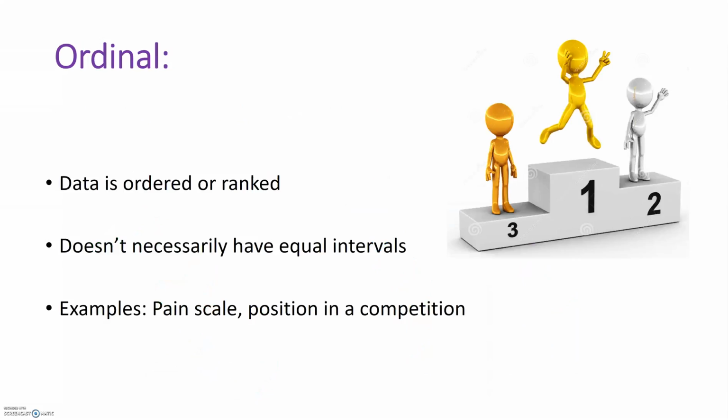The next one is ordinal. So the data is ranked in order. For example, if you are positioned in a competition, you've got first, second and third. It also doesn't have to have equal intervals. So you can put them in order, from height, the tallest at one end, the smallest at the other end. However, you wouldn't know whether the tallest is 6 foot and the second tallest is 5 foot or something. You wouldn't know what the difference is between them.